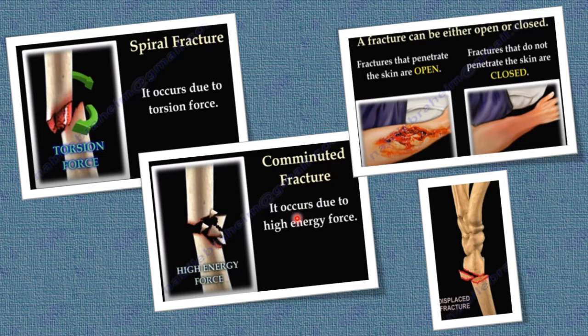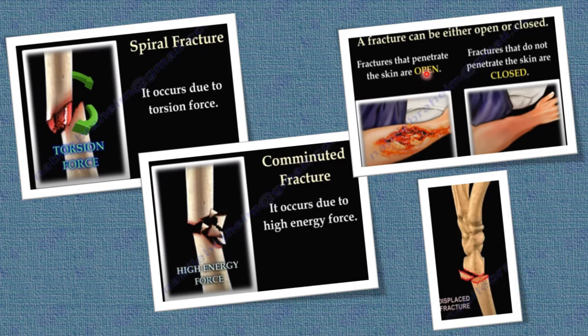Comminuted fracture occurs due to a high energy force, like in a car accident, a vehicle accident, in which the bone is fragmented, right? Part of the bone is fragmented. So high energy force is normally present within accidents. In a vehicle accident this type of fracture occurs, that is called a comminuted fracture, in which part of the bone gets fragmented.